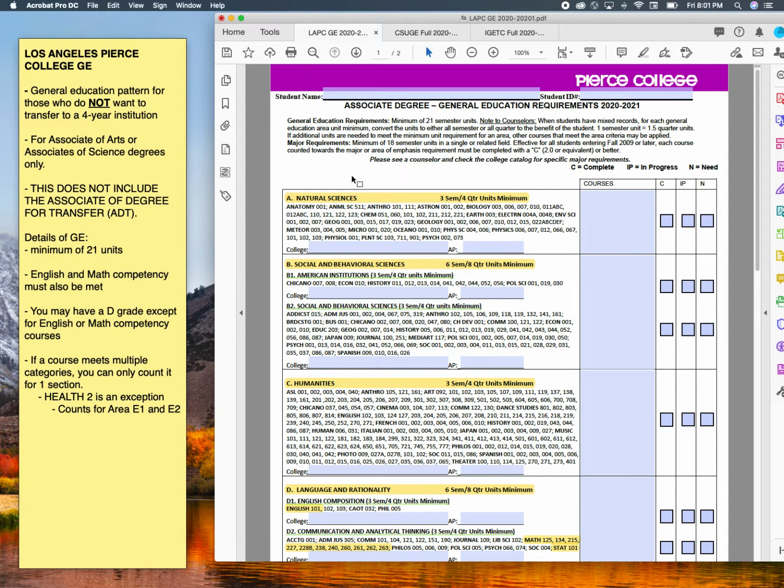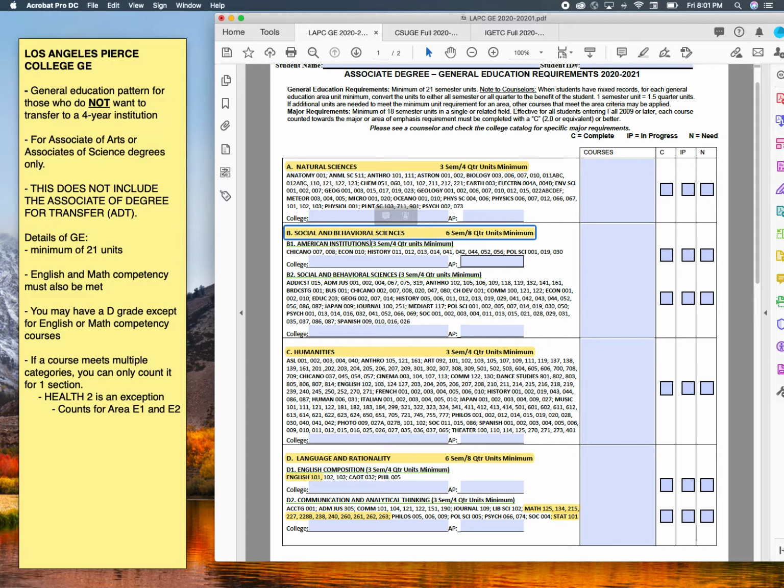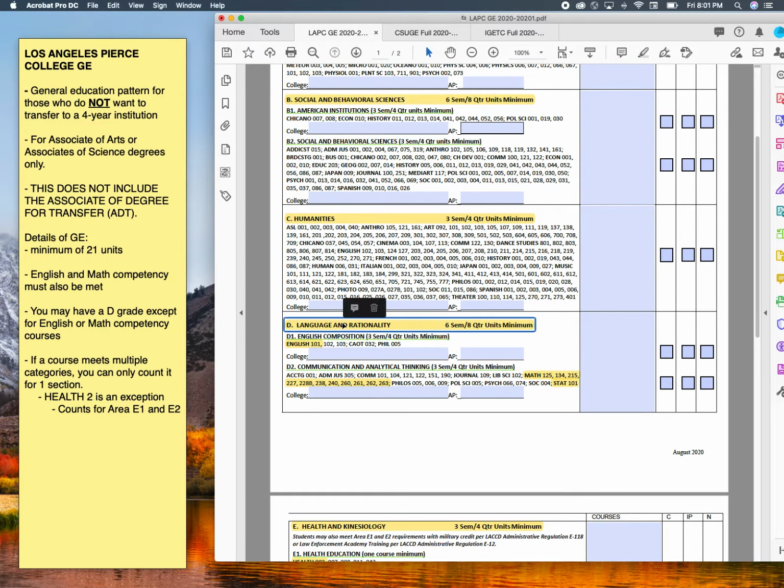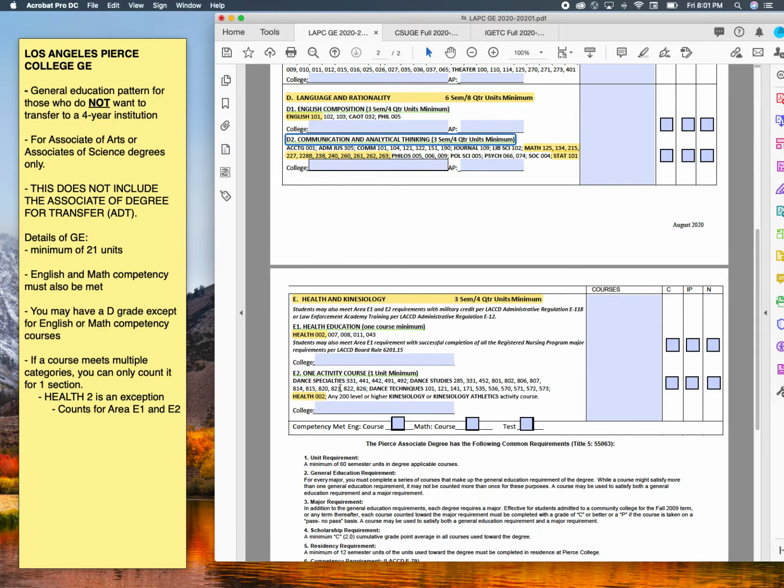Now, let's go ahead and go over it one more time, just to make it nice and easy for you. Natural sciences, 1 class. Social and behavioral sciences, that means 1 class in American institutions, 1 class in the social and behavioral sciences. Humanities, just 1 class in there. Language and rationality, 1 in the English composition, 1 in the communication and analytical thinking. And then the last one is health and kinesiology, 1 in health education and 1 activity course, okay? Total of 3 units in this section.